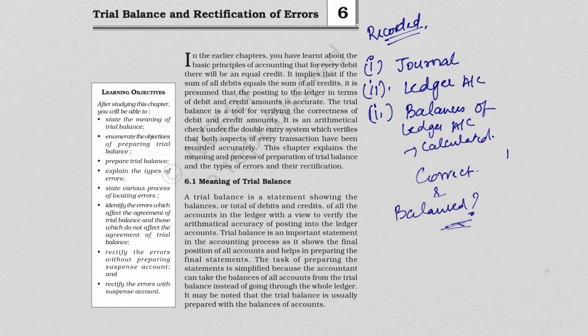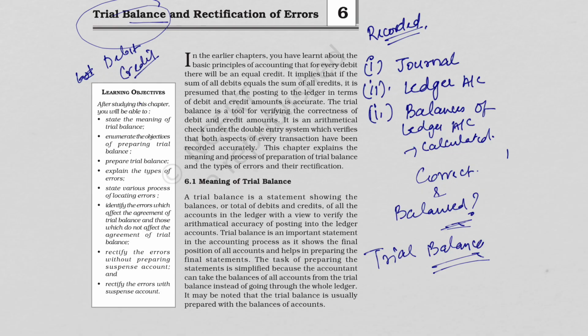So this is where an important accounting statement called trial balance comes into the picture. Trial balance basically helps us to check whether the debit as well as the credit balances recorded in the ledger are equal or not. If the total matches, then it gives us confidence that the accounting records are arithmetically accurate.